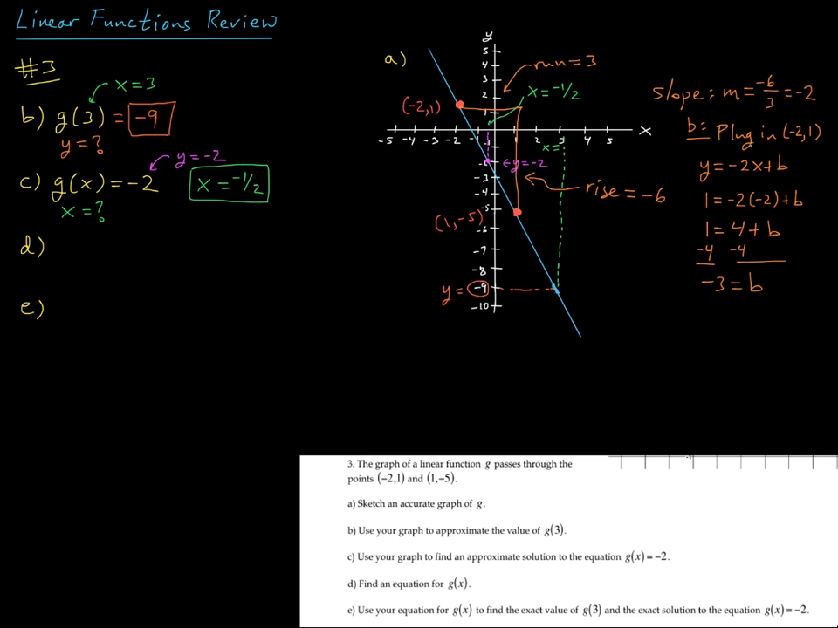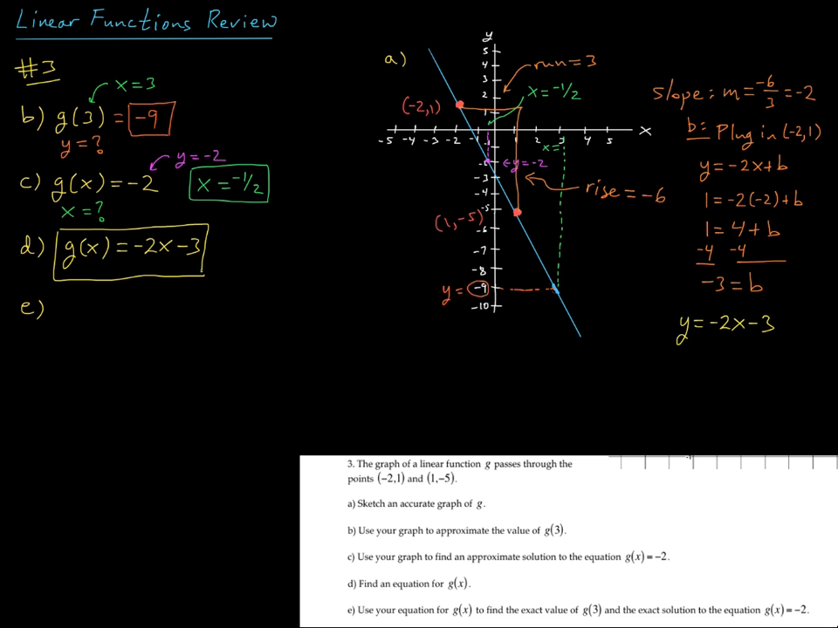So putting that all together, we would say that y is -2x minus 3. And for the final answer, I'm going to go ahead and write this in function notation. g of x is equal to -2x minus 3.